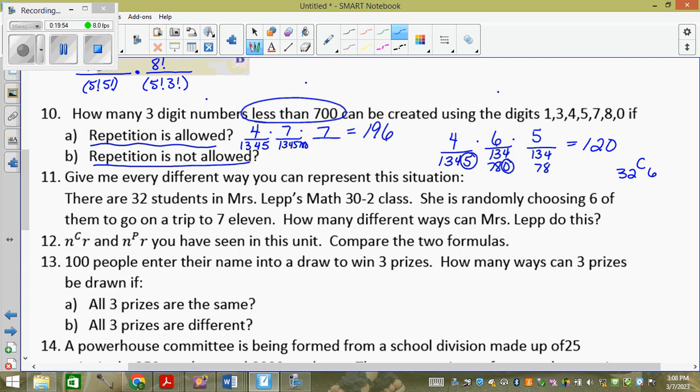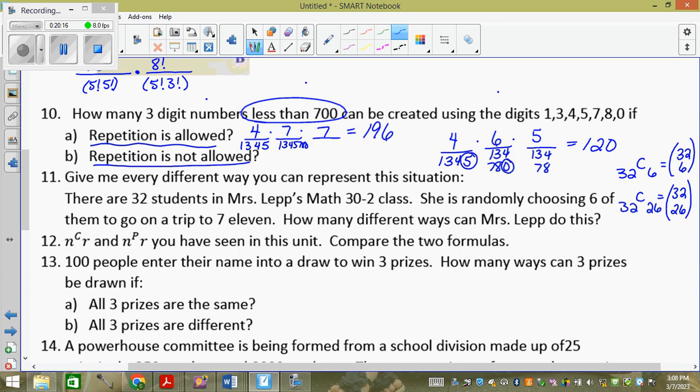Remember C's you can write in such different ways. 32 C what? 26, because you can just subtract them, correct? There's also two other ways you can do it. 32, 6, remember this is C. 32, 26, this is also C. So those are the four ways you can represent it.